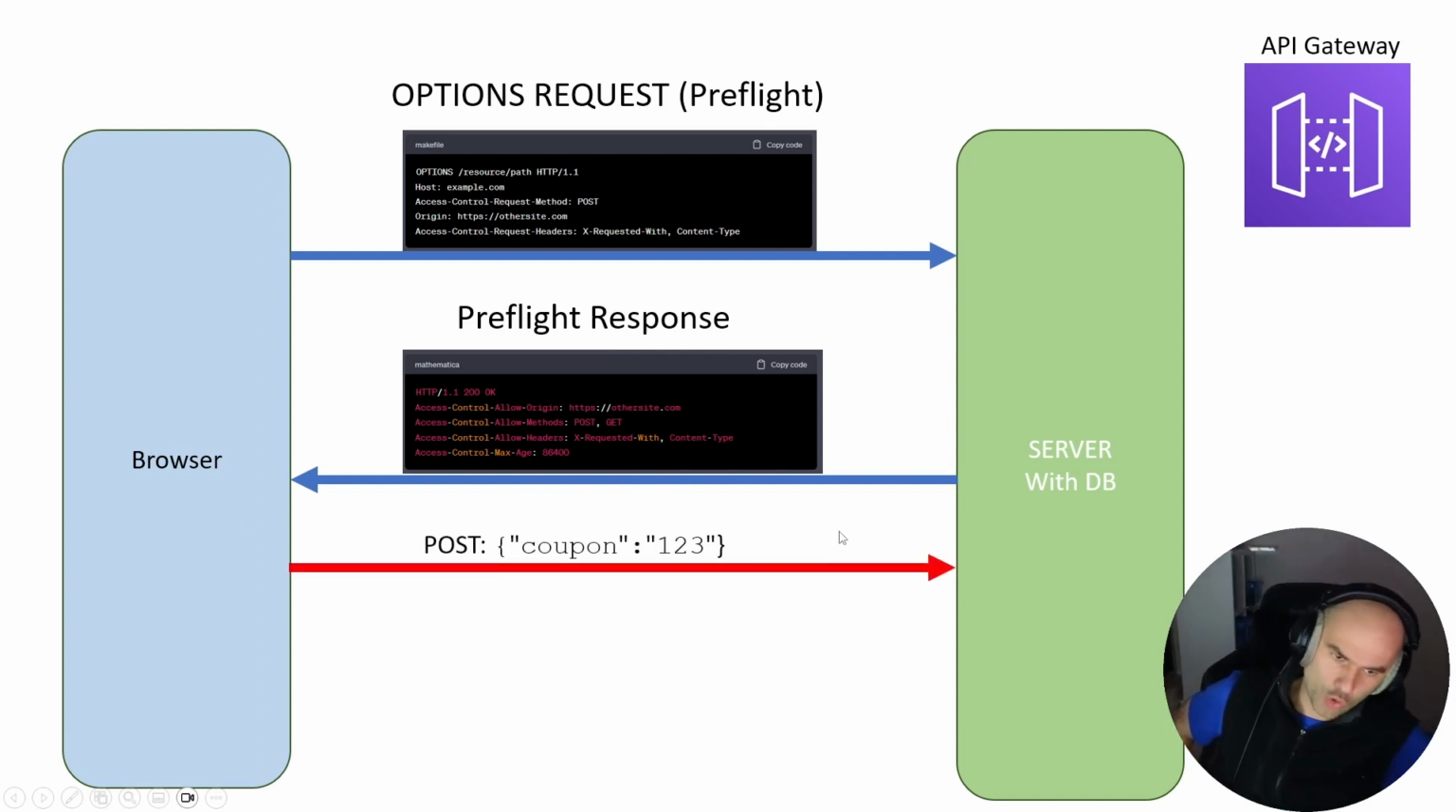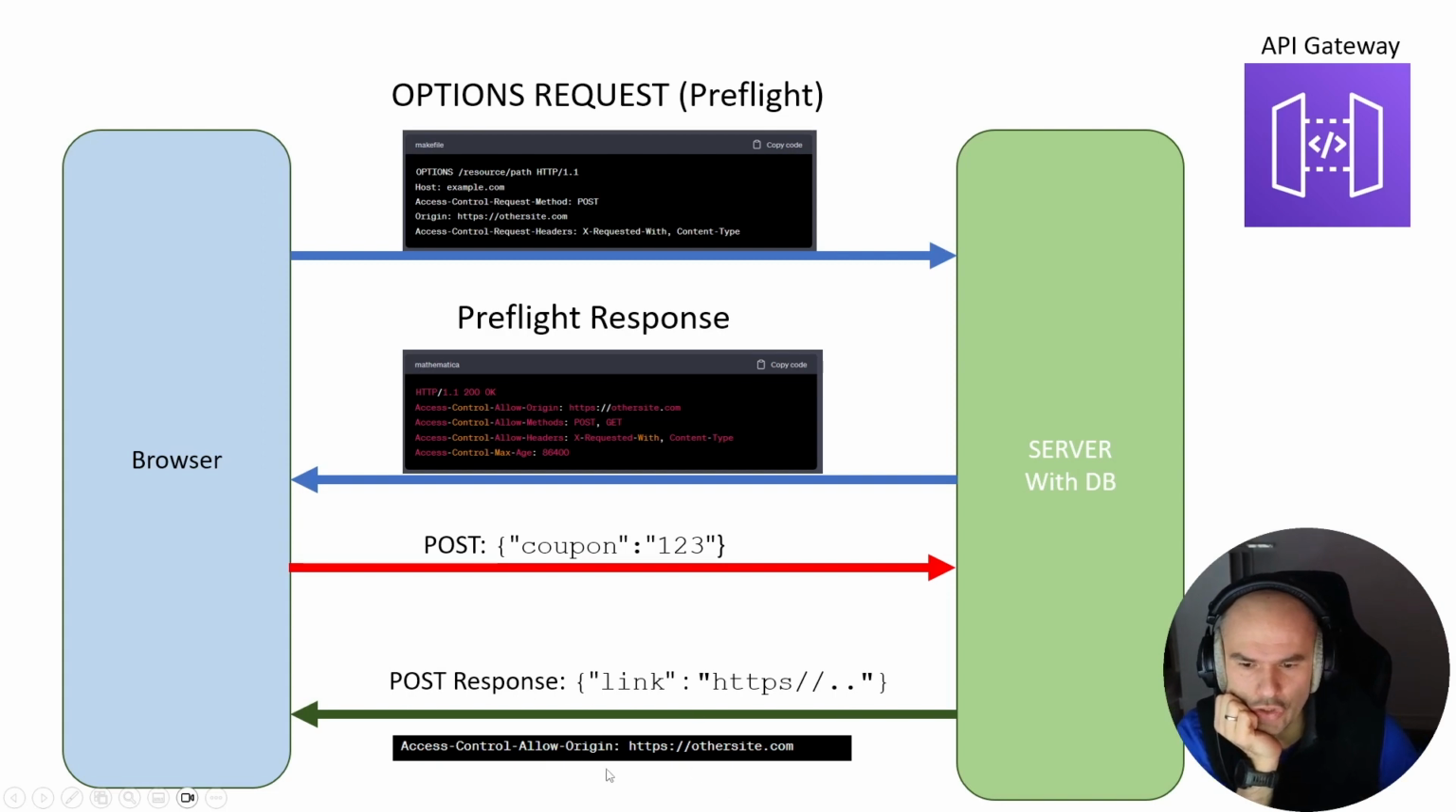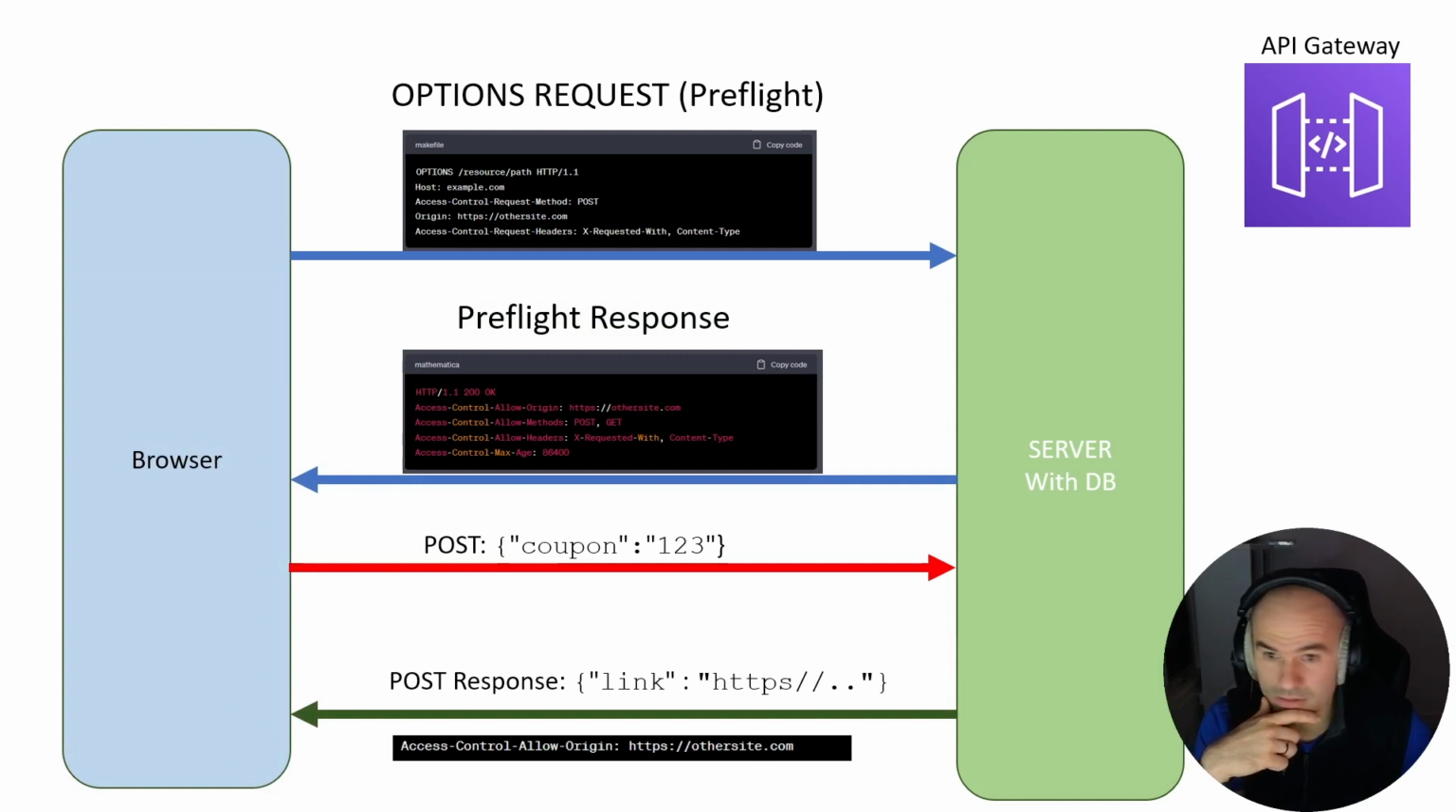Then I'm going to post a coupon, and then the server again has to do a response, which in our case is going to be a link to a website, but the server is going to need to also have this header as well. So you're talking two methods, post method and an options method, and both of those need headers in the API gateway. So let's go into AWS and see what this looks like.